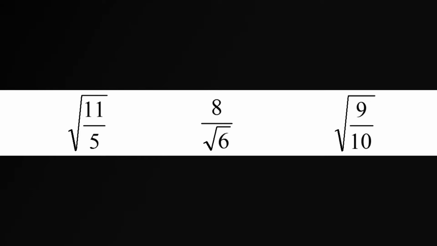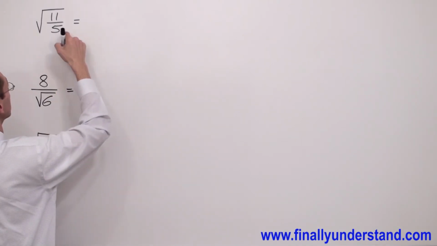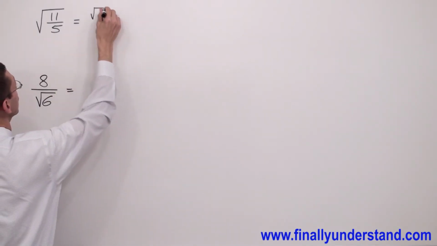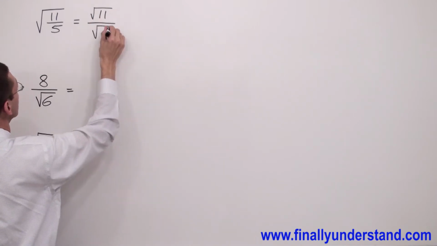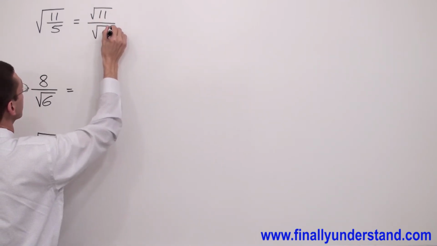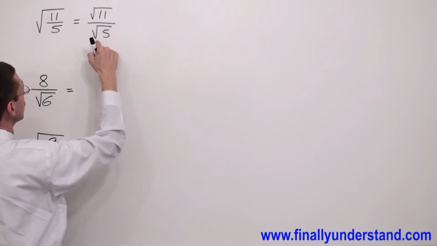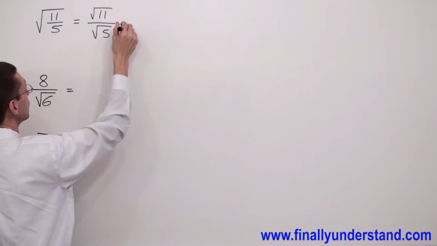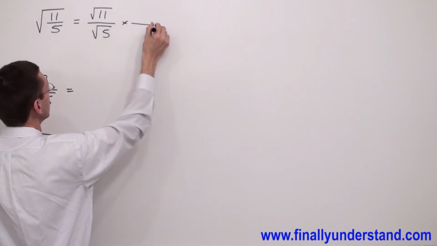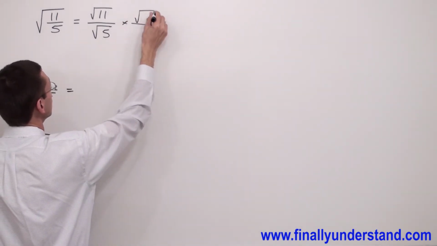Square root 11 over 5. I'm going to use the properties of radicals, and I'm going to rewrite this example as square root of 11 over square root of 5. Okay? Now, in order to eliminate square root of 5 from the denominator, I have to multiply numerator and denominator by square root of 5.